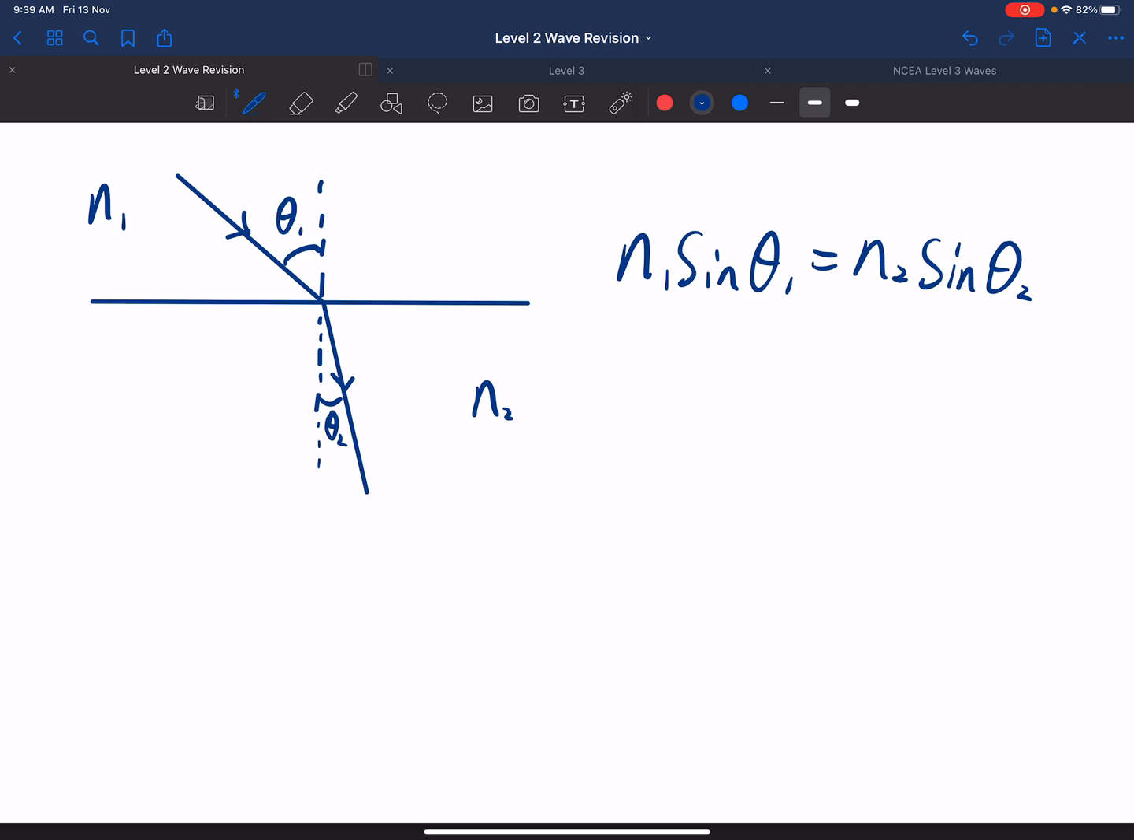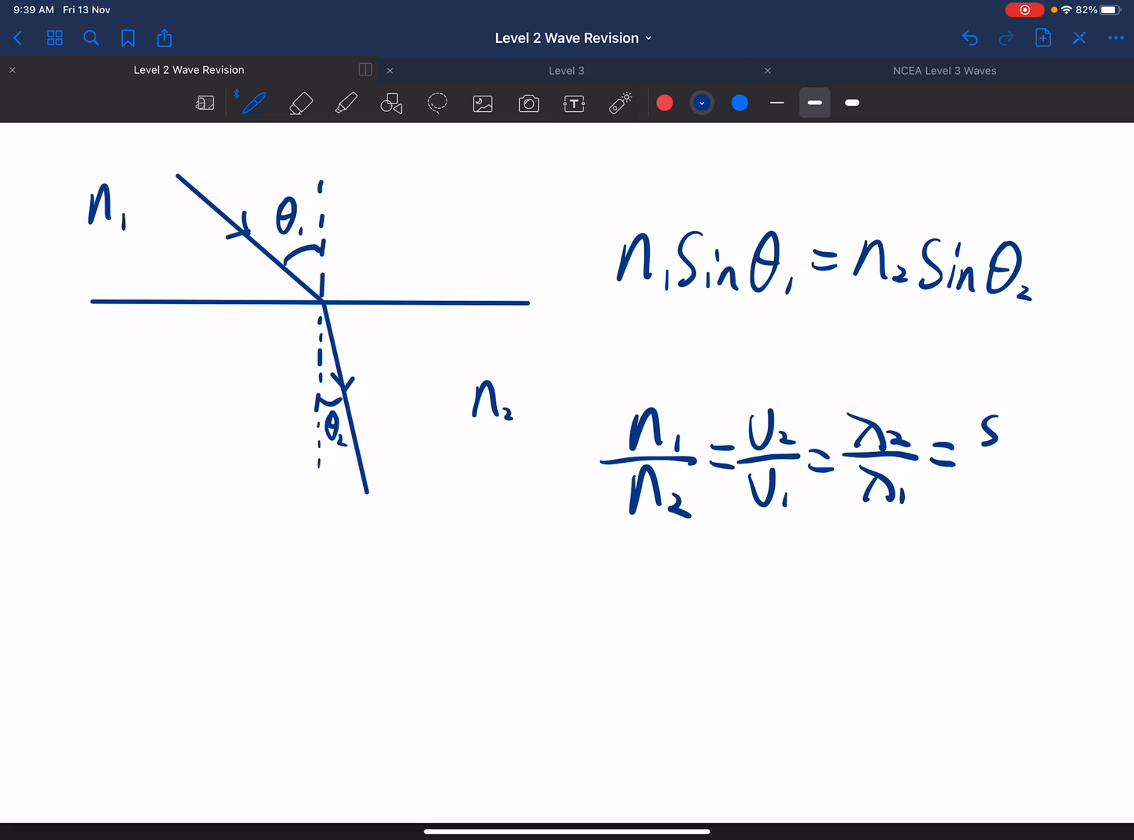And then the next part is this. Over here, you might need to have other equations. We have something like this: n1 over n2 equals v2 over v1 equals lambda 2 over lambda 1.